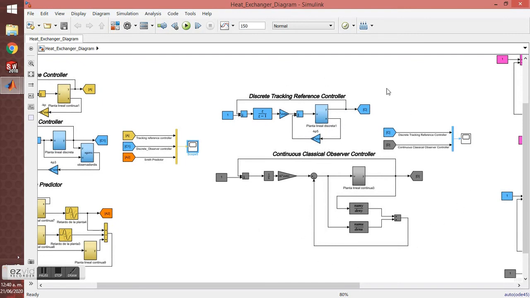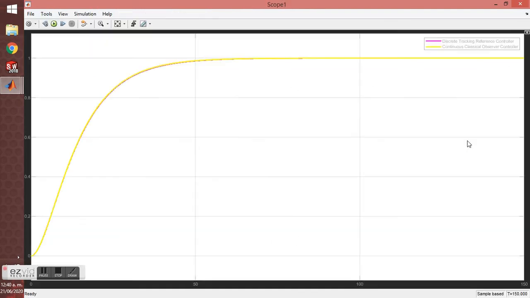And the graphic response of the previous diagram implemented in Simulink is illustrated below: the continuous classic observer and tracking reference controller step input response in Simulink.